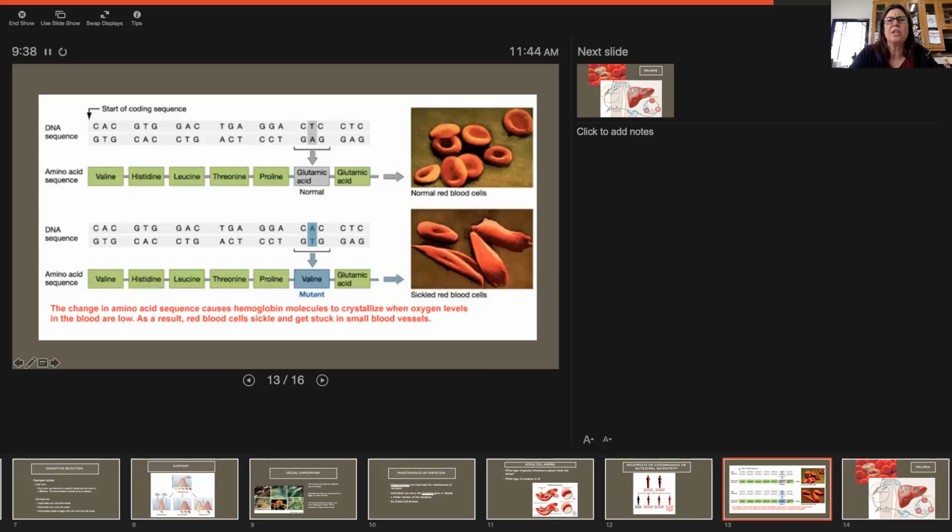Here is that point mutation I was talking about. So we have one base change. Our normal amino acid would be glutamic acid. Our mutant one is valine, and that is what is giving that shape change to our red blood cell.